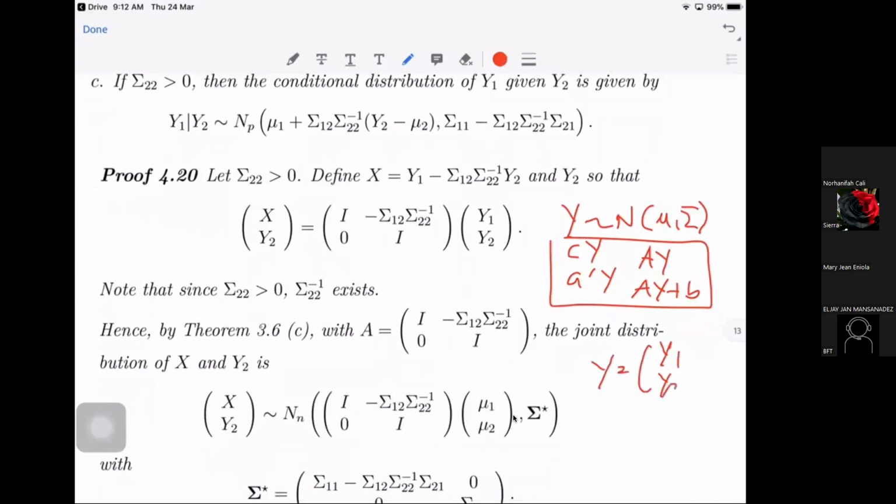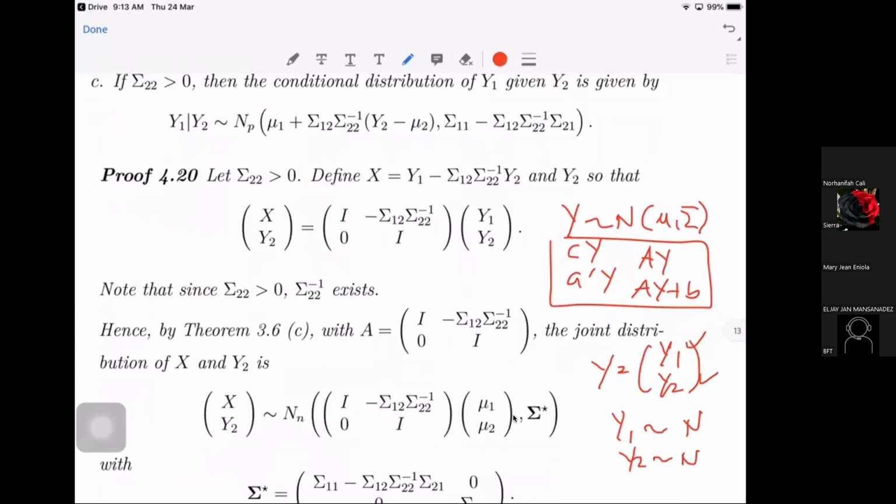And even if we partition y into these components, where each of these are still vectors, then the marginal distribution of y1 is still normal, and the marginal distribution of y2 is still normal. Now we will look at the conditional distribution.